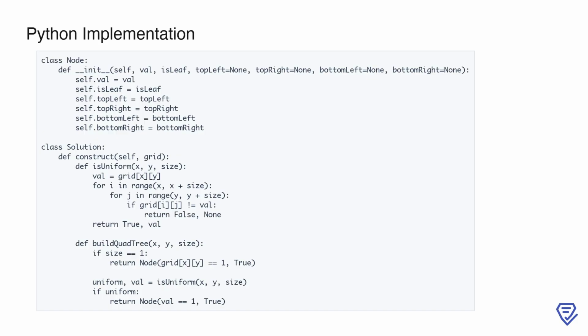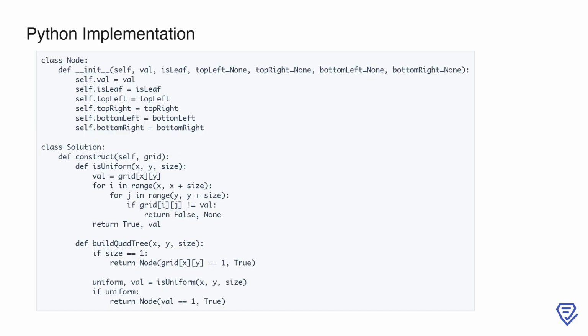This method takes the input grid and builds the quad tree. Inside construct, we define a helper function, isUniform, which checks if a subregion of the grid is uniform, meaning all cells have the same value. It returns a tuple, a boolean indicating if the region is uniform, and the value of the cells if it is. This function is key to determining whether we create a single leaf node or need to continue dividing the grid further. Another helper function, buildQuadTree, is designed to recursively construct the quad tree.